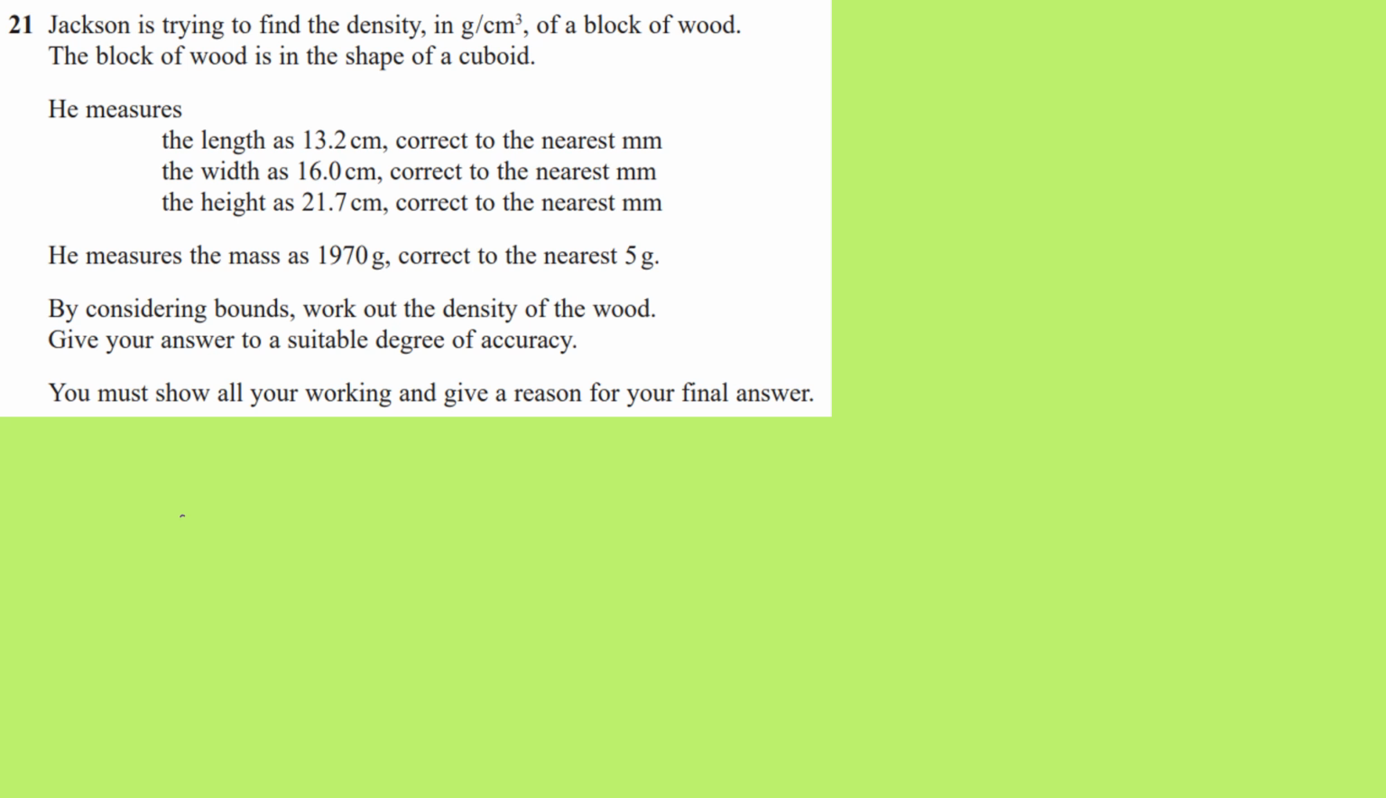Here we go. We have a question saying that we're going to try and find the density in grams per centimetre cubed of a block of wood, and the block of wood is in the shape of a cuboid. So the first thing I'm thinking here is density is mass divided by volume, and volume of a cuboid is length times width times height. Just underneath there, we've got three measures, the length, the width, and the height, and it says all of those are correct to the nearest millimetre. So they're all in centimetres at the moment. Correct to the nearest millimetre would suggest they've been rounded to one decimal place.